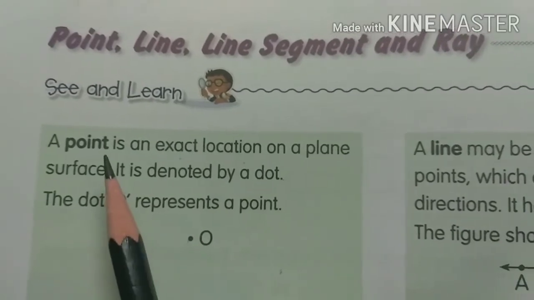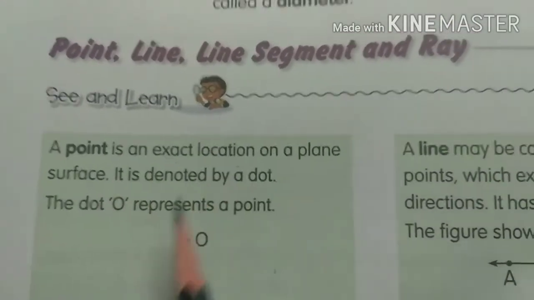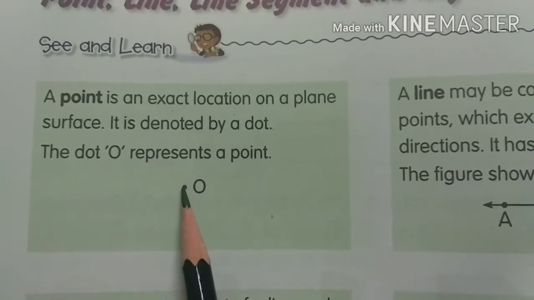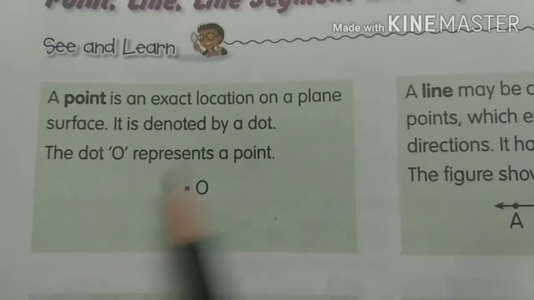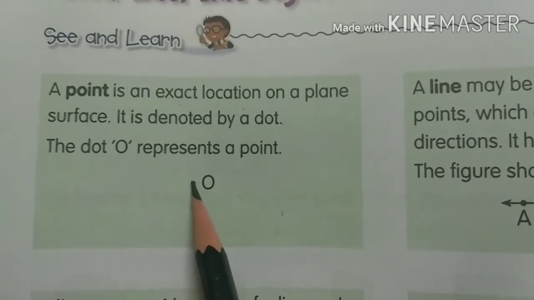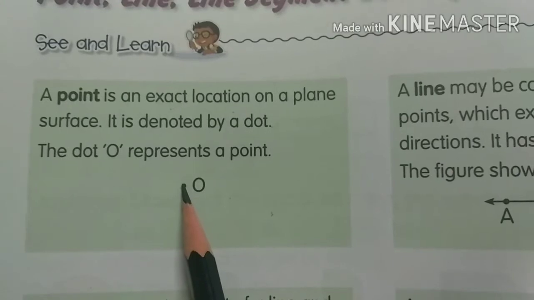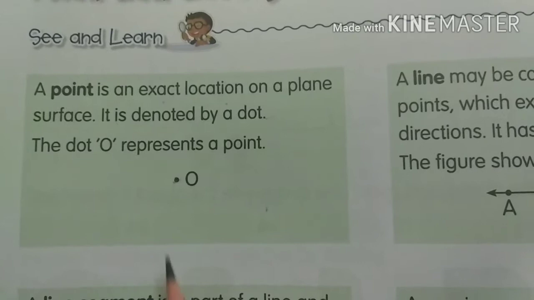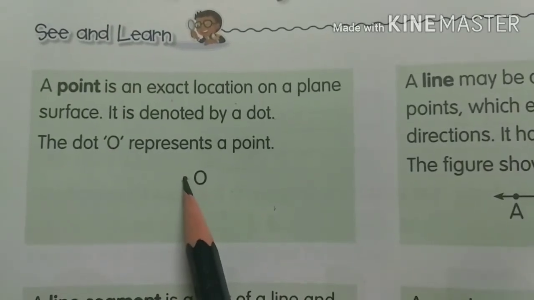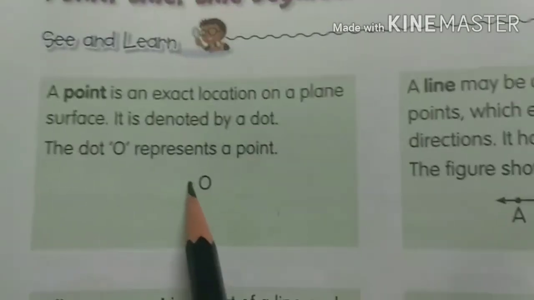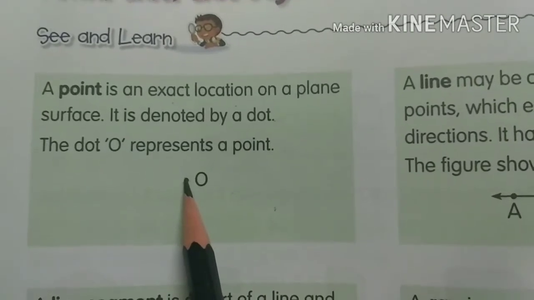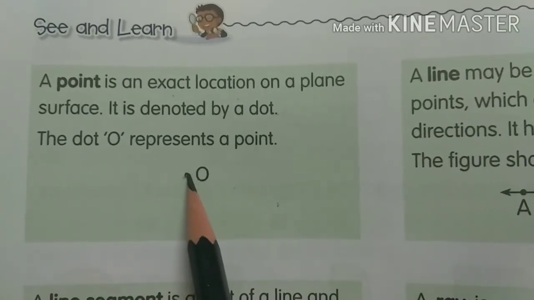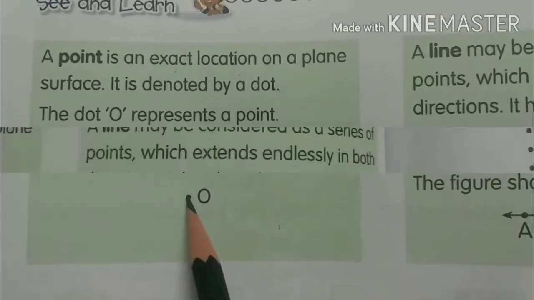A point is an exact location, correct, accurate position. A point is an exact location on a plane surface. It is denoted by a dot. This dot is the point. The dot O represents a point.